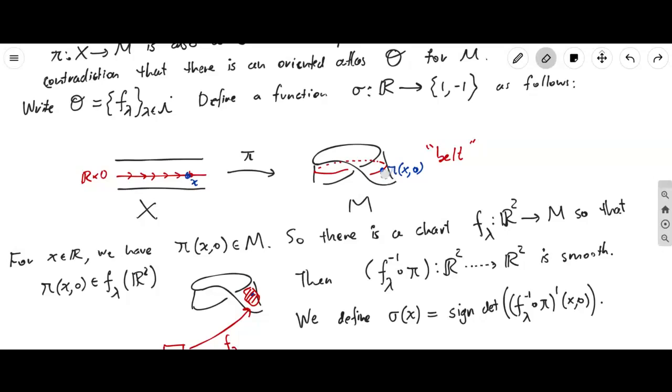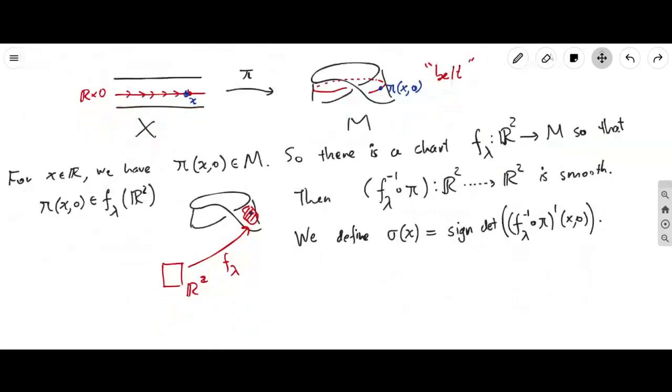Now, how do you decide if it's on the outside or the inside? You're going to use a chart. That point, there it is, it's part of a chart. So you pick a chart, a lambda chart, whose image contains that point. And then if you do this composition, you're going from the band to R2, right? And you have this diffeomorphism, this smooth map, and then you just calculate the Jacobian at the point. And the sign of the Jacobian will tell you whether or not you're on the outside or inside of the Mobius band. So that's the intuition for what we're doing.